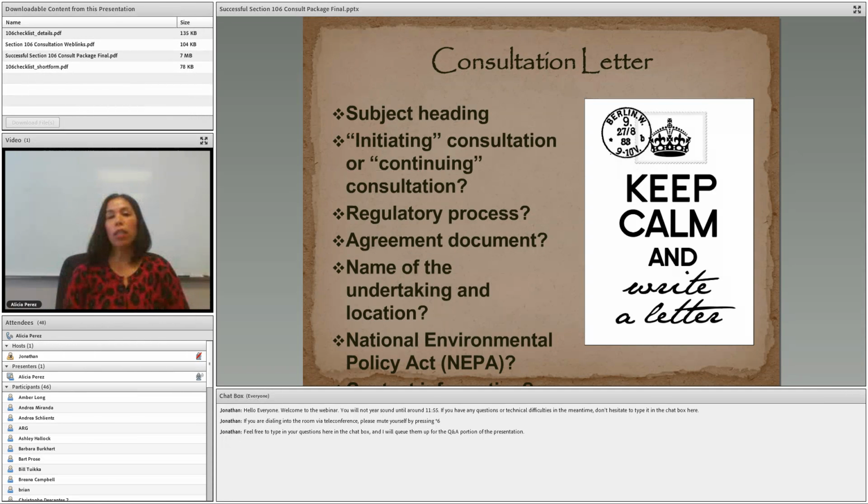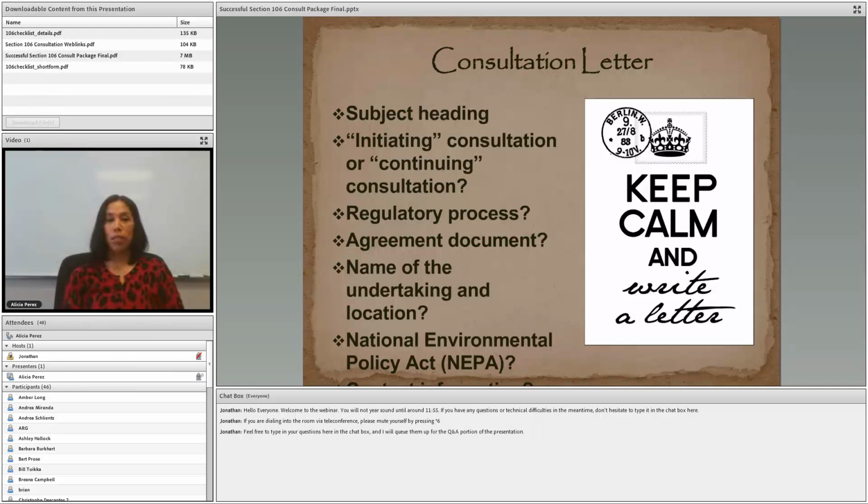So the consultation letter, these are some key points that you want to make sure are included in your consultation letter. Of course, you want to include a subject heading, so this can be the name of the project, federal undertaking that you would like for all future correspondence to refer to. You also want to indicate whether you are initiating consultation with the SHPO or continuing consultation. If you are continuing consultation, you want to make sure that you include the reference number that you were given in correspondence with our office.